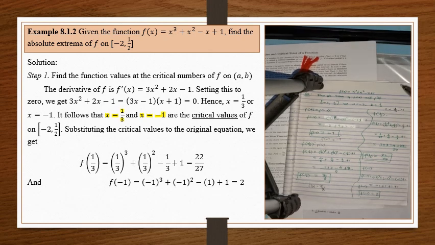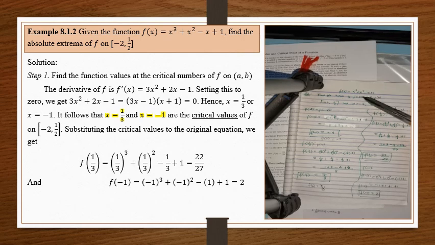Okay, so substitute natin dito. So, we have 1/3 cubed plus 1/3 squared minus 1/3 plus 1. So, i-simplify natin to. Ang makukuha natin na f of 1/3 is equal to 22 over 27. So, you can check this one. Okay, and then for the negative 1 naman, the critical value negative 1, f of negative 1, substitute natin dito sa original na function. So, we have negative 1 cubed plus negative 1 squared minus the negative of 1, plus 1. So, we have f of negative 1 is 2.